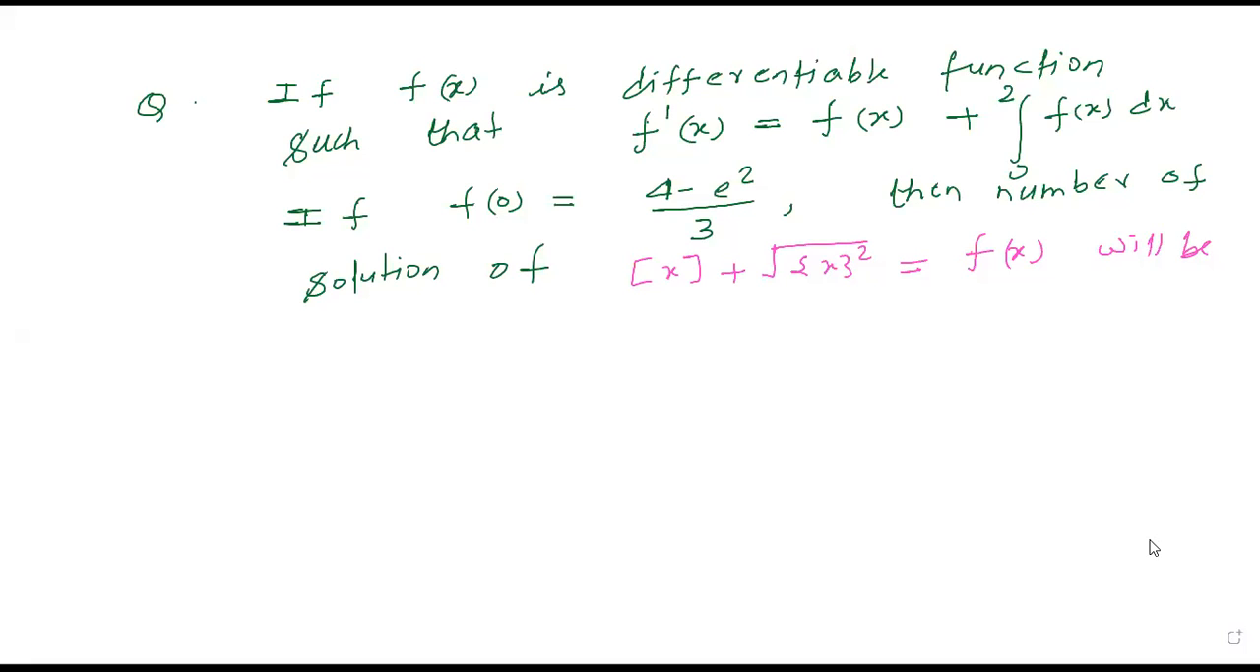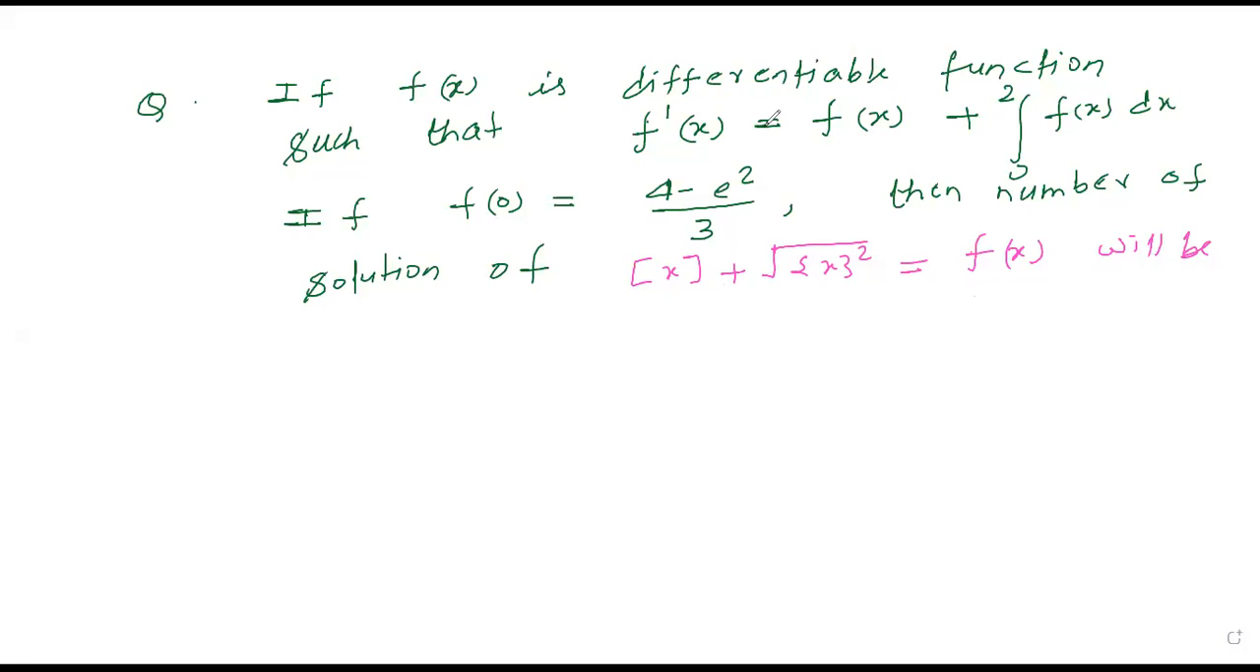तो यहाँ पे प्रॉब्लम है, if f(x) is a differentiable function such that f'(x) equals f(x) plus integral 0 to 2 f(x) dx, and it is given that f(0) equals (4 minus e²)/3, then the number of solutions of [x] (the greatest integer part of x) plus √{x} (the fractional part of x) squared equal to f(x) will be. So it's a quite simple problem.